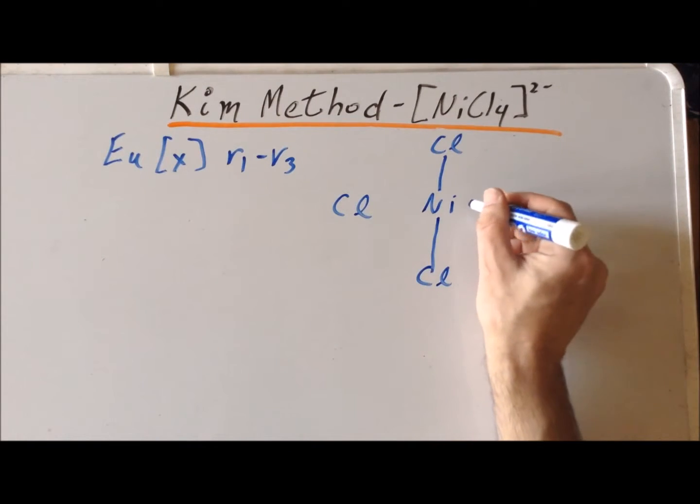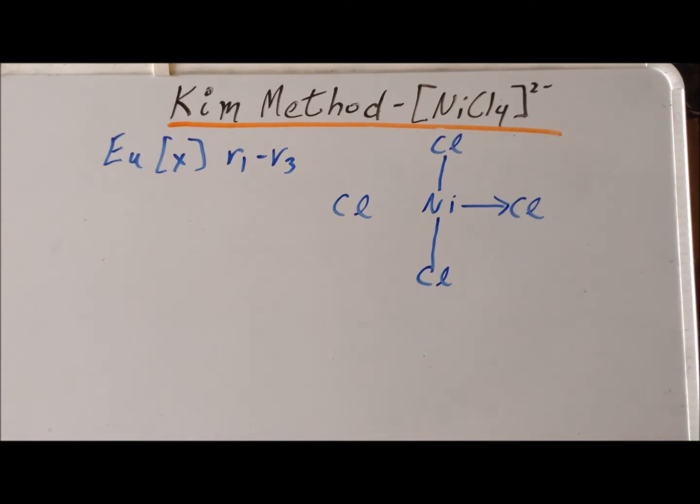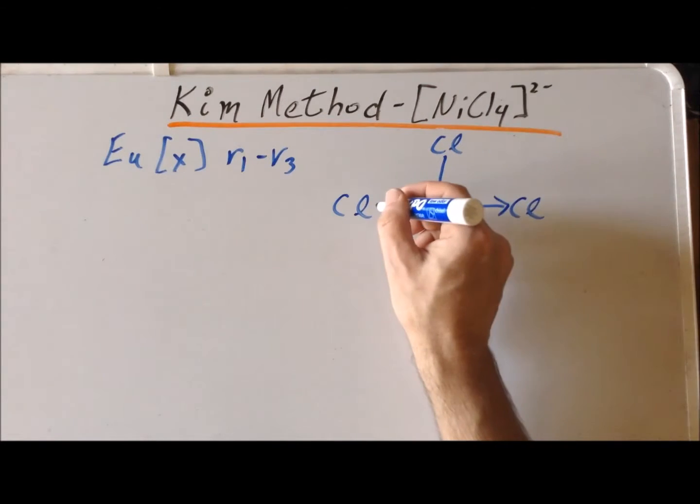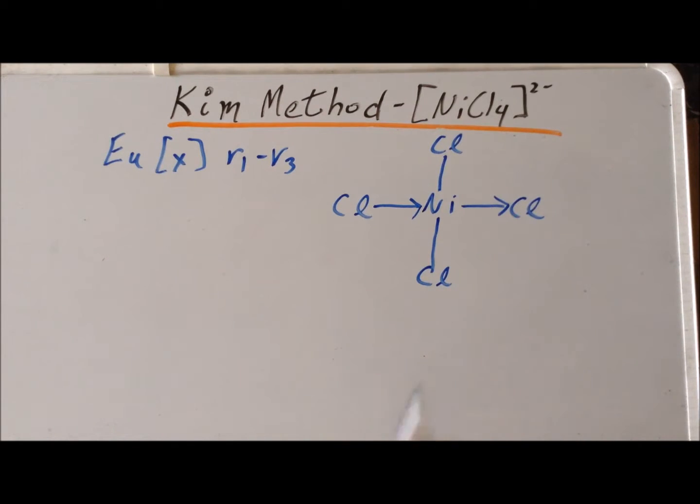We have R1 gets bigger. So we can show our directed arrow from nickel to chlorine. Whereas R3 gets smaller, so the directed arrow goes from chlorine to nickel. So this is a way to represent the EU stretching vibration that corresponds to the x basis function.